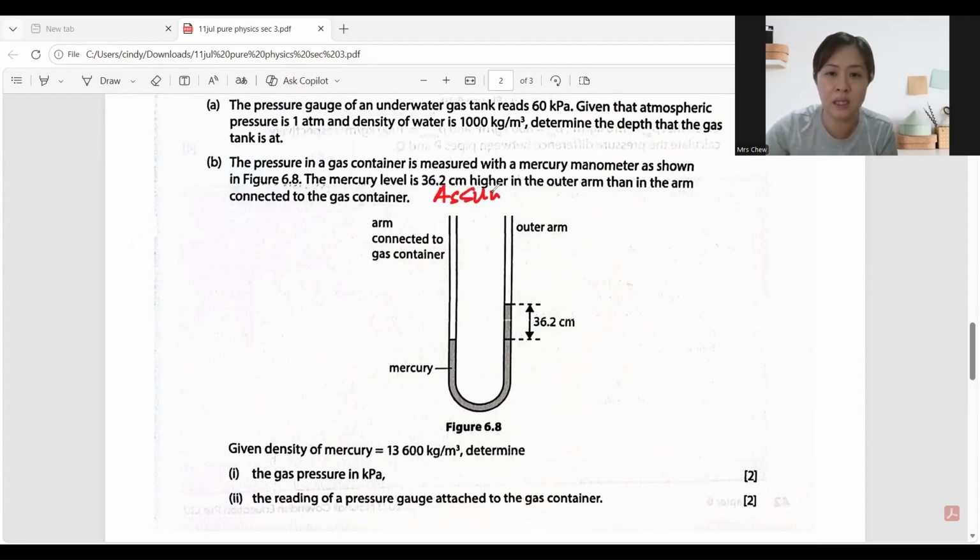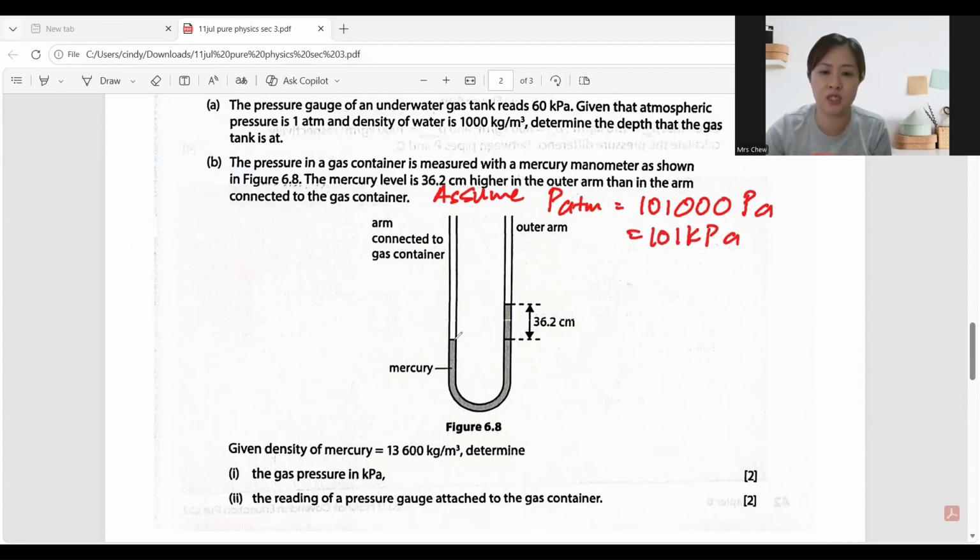Atmospheric pressure is 101,000 pascal. What is the gas pressure in kilopascal? This one I can change to kilopascal. The pressure of the gas is here. I always ask my students to do the marking, which equals here, the same.